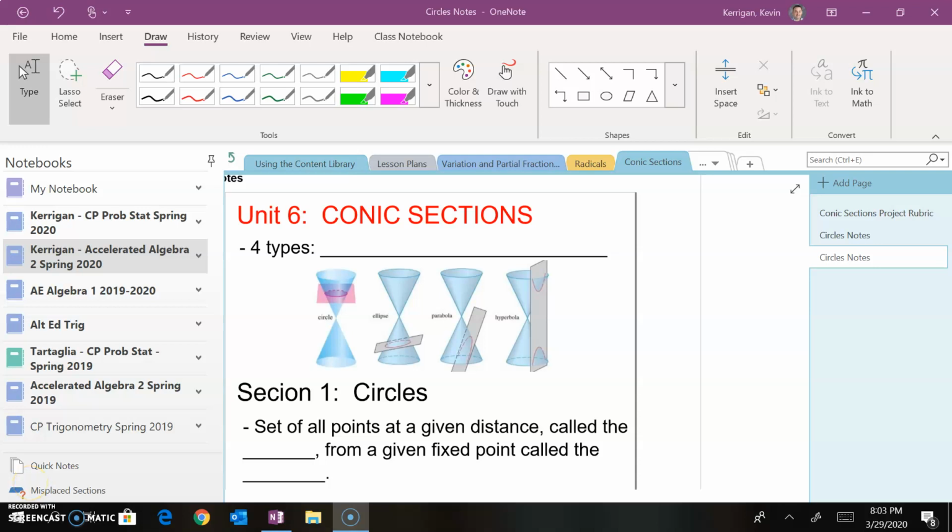We're going to start our unit on conic sections today and go through our first section of circles. And we're basically just going to focus today on graphing circles and changing from one form to another.